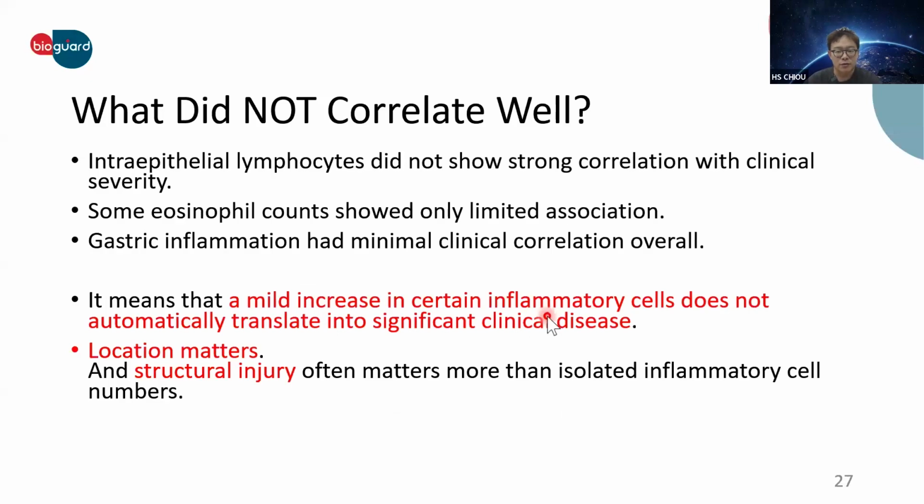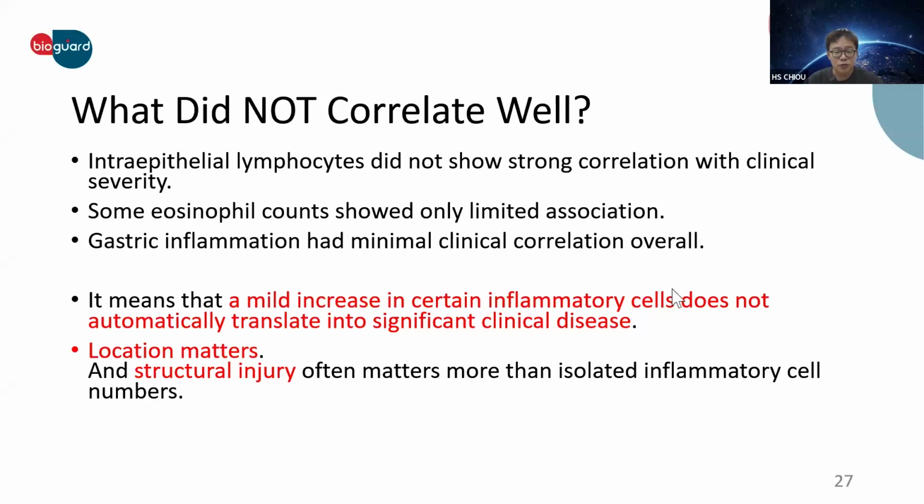Another important point from the study is this. Not all inflammatory parameters are equally clinically meaningful. For example, intraepithelial lymphocytes did not show strong correlation with clinical severity. Some eosinophil counts showed only limited association, and gastric inflammation had minimal clinical correlation at all. So what does that mean for us in practice? It means that a mild increase in certain inflammatory cells doesn't automatically translate into significant clinical disease. Not every elevated cell count should trigger aggressive intervention.